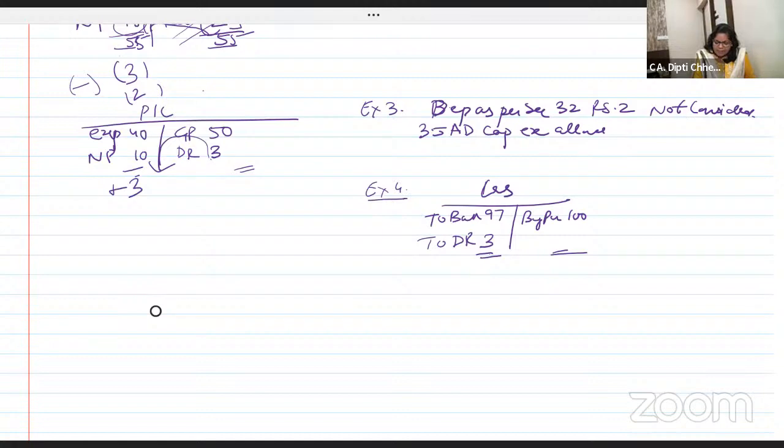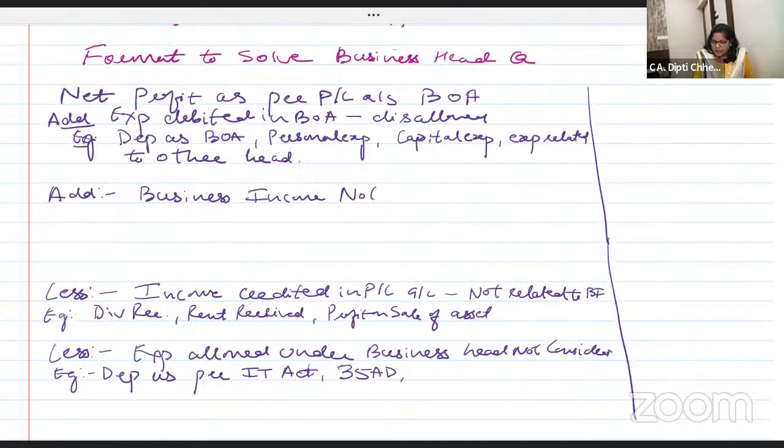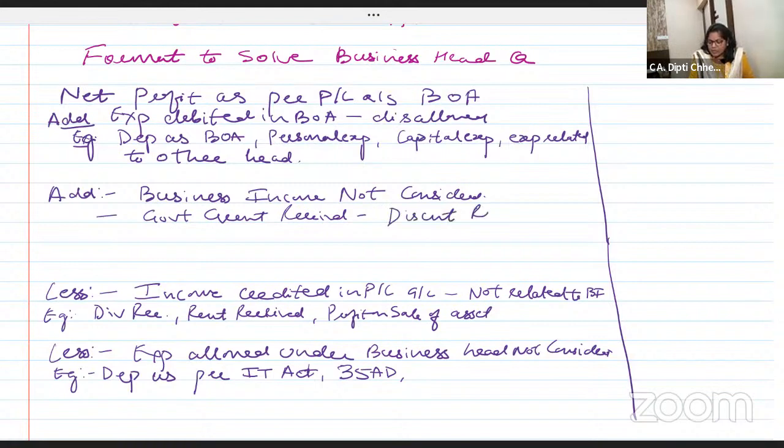Business income not considered. Now you consider it. For example, some government grant received. You know, business से related आपको कुछ grant मिला है या फिर discount received and you didn't consider. So consider it, dear students. If you consider what's the impact on the profit, profit will increase. That's all for this. Is this clear to all of you?